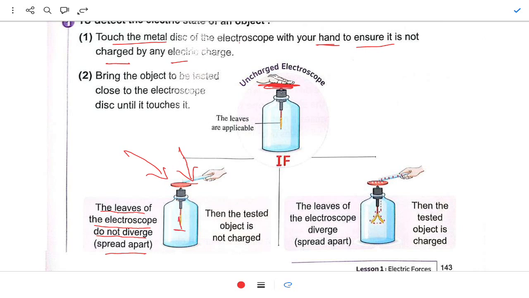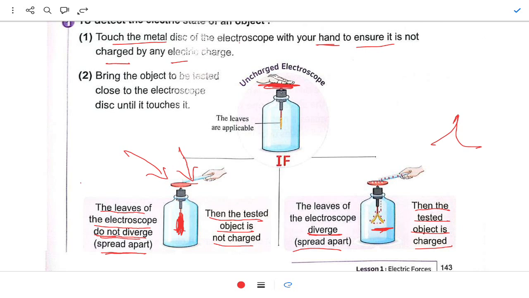This is the leaves. If the leaves of the electroscope don't diverge or spread apart, then the tested object is not charged. If they may diverge, may spread apart, then the tested object is charged.